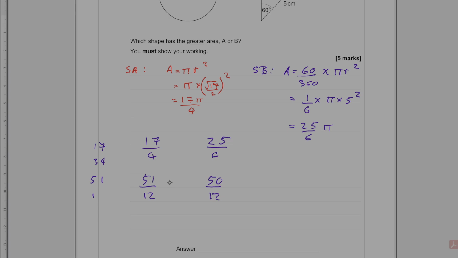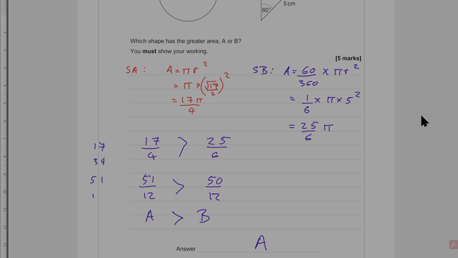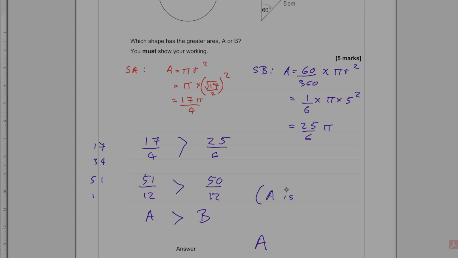So which one is bigger? Shape A. So that one is bigger than that one. So A is bigger than B. So A. I think that's going to be absolutely fine for show your working. I'm fairly confident. I'm just going to say here though, A is 1/12 of pi bigger.